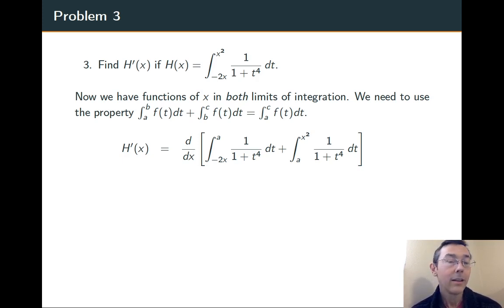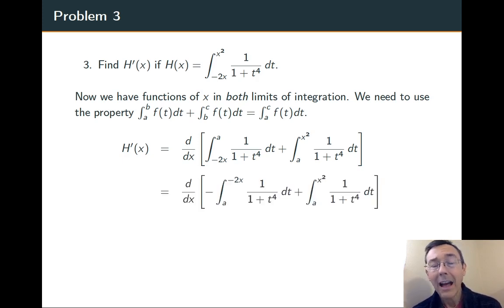Okay, great. Next thing I've got to do is deal with the fact that I have variables in the lower limit of integration in that first integral. So I'm going to flip those limits around and introduce a negative sign. Now finally, I'm ready to differentiate. I'm going to use the chain rule. I'm going to use the chain rule on each of those 2 integrals.